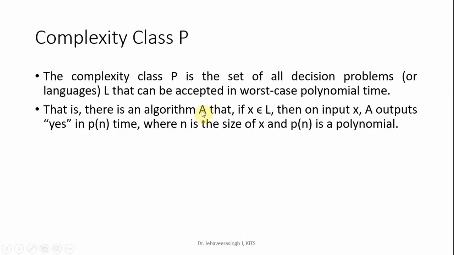If there is an algorithm A, and X is the input, and if X is in L, the algorithm A outputs yes, meaning it accepts that string or gives a positive output for that string, in P of n time. P of n is a polynomial, where n is the size of the input. So based on that we define a polynomial to represent the complexity of this algorithm A. So in the worst case, if it computes the result in polynomial time, that is known as a class P problem.